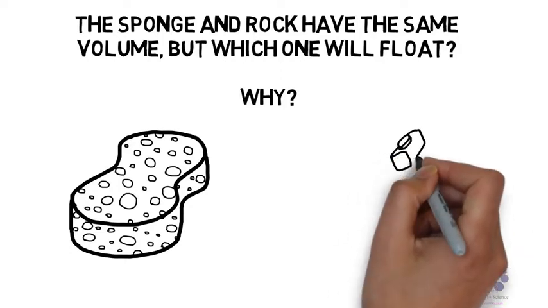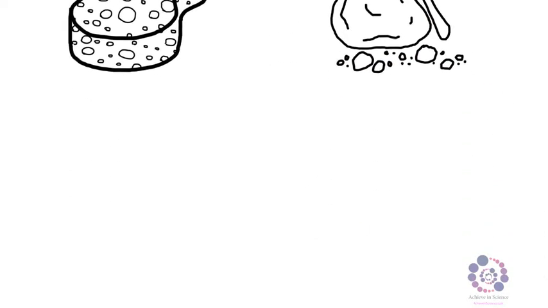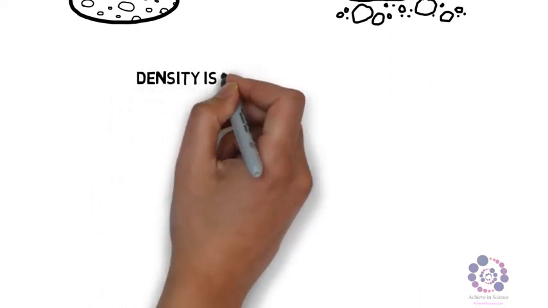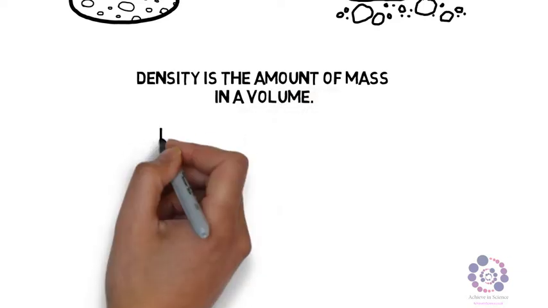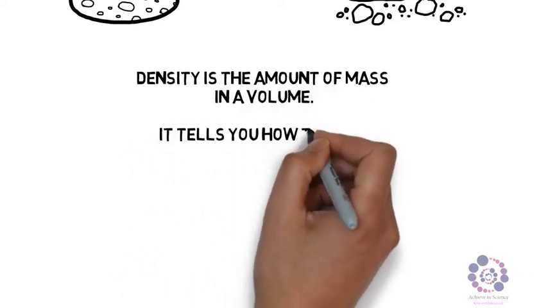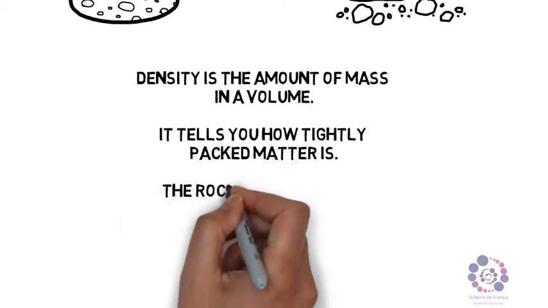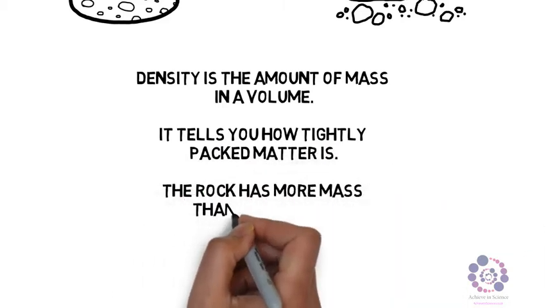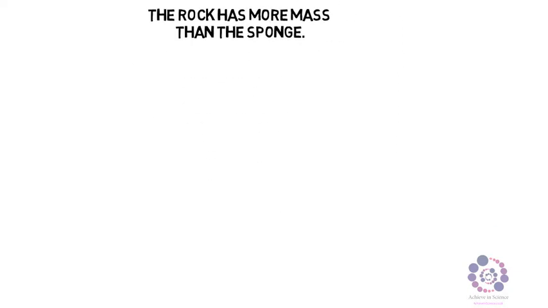Now, density is the amount of mass in a volume. This essentially tells you how tightly packed the material is. In this instance, the rock has more mass than the sponge, and therefore has a higher density. The rock will therefore sink. Therefore, the sponge will be the object that will float because it has a lower density.